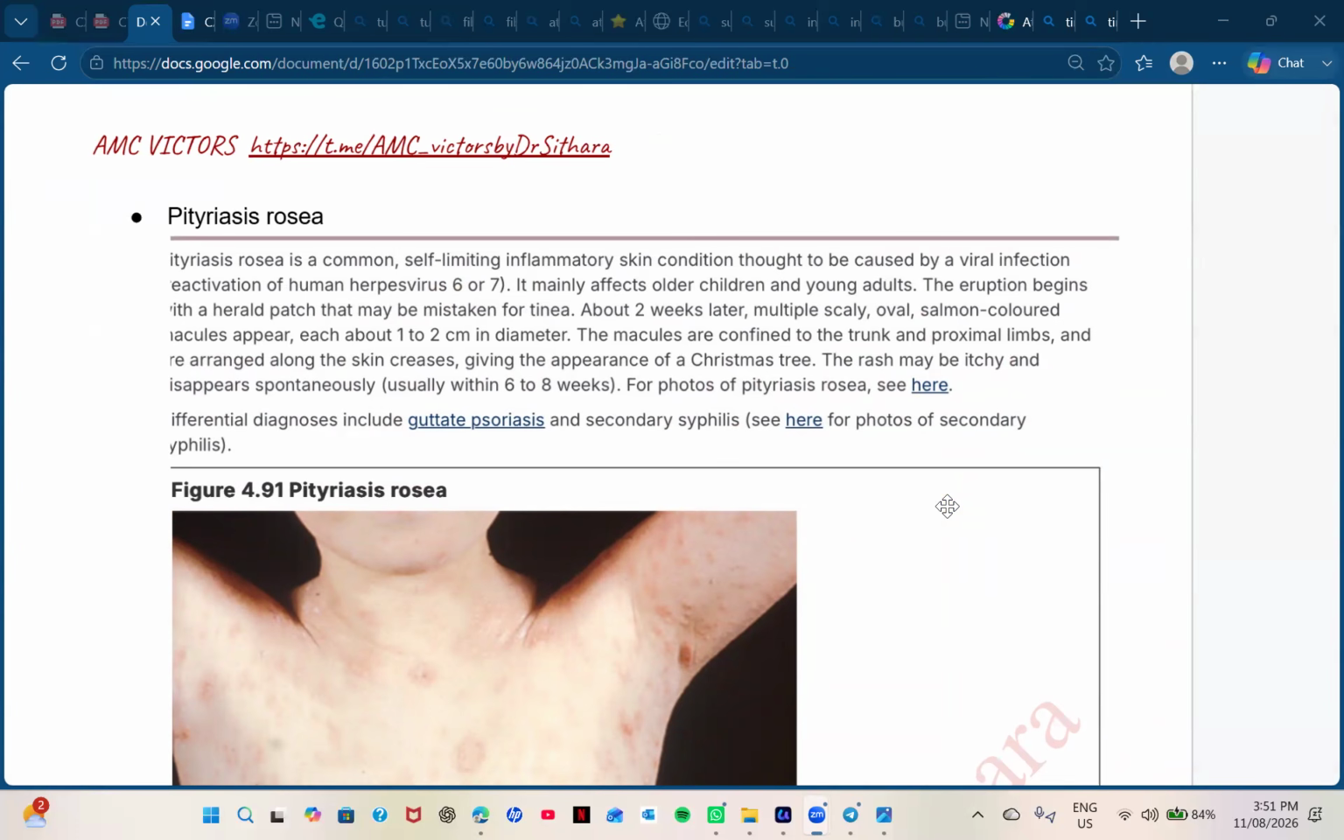Now tell me about pityriasis rosea. What is pityriasis rosea?